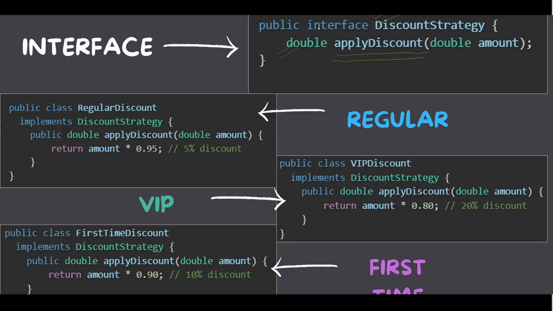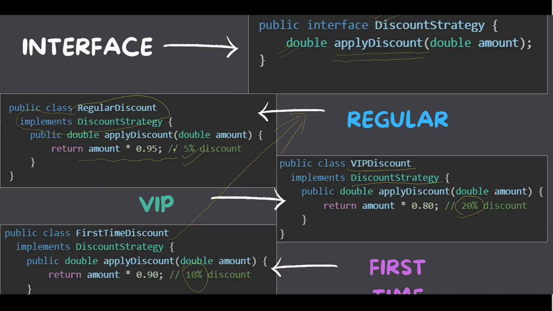And we have the first implementation of this interface here, which is the regular discount calculation. For a regular user, we are simply providing a 5% discount and the implementation stays like this. On the second, we have VIP discount, which also implements this discount strategy interface, and it gives a 20% discount. And for first time users, we have a 10% discount construct. So all of them are implementing this interface itself, and all are defining the discount calculation in their own way.